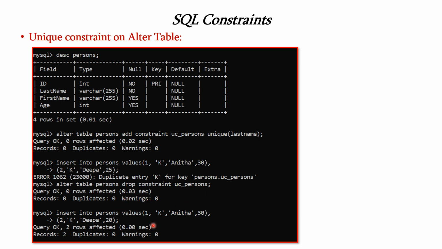And now if we try to enter the duplicate values, it will accept. So we can see that here. INSERT INTO persons VALUES, we have K as the last name for the first row and K also for the second row. The last name is duplicated now. But since the constraint is removed, it will accept now. So we are not getting any error. It is mentioned that 2 rows affected. So this is one method of adding the constraint using the ALTER TABLE command.